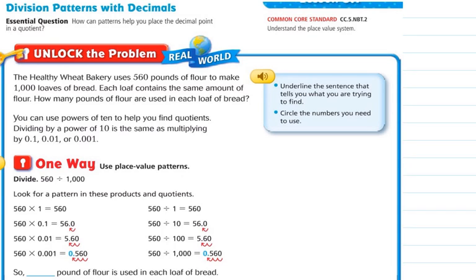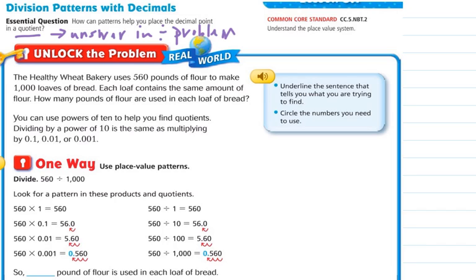Students, in lesson 5.1, we are going to be working on algebra, and specifically we're going to be looking at division patterns with decimals. Our essential question that will guide our understanding throughout this lesson is, how can patterns help you place the decimal point in a quotient? Boys and girls, remember, quotient is the answer in a division problem. So I'm going to write down, just to remind myself, answer in division problem.